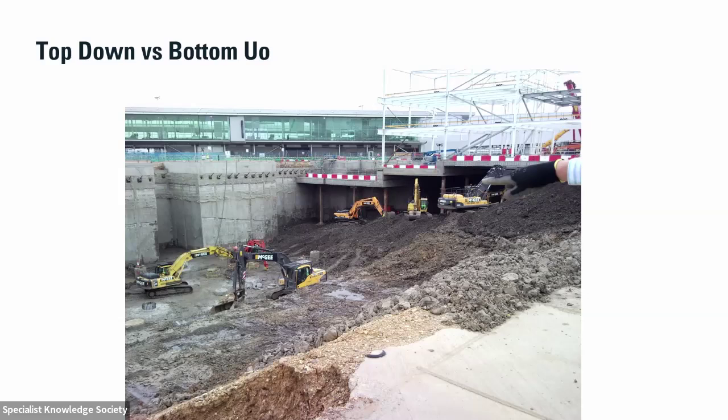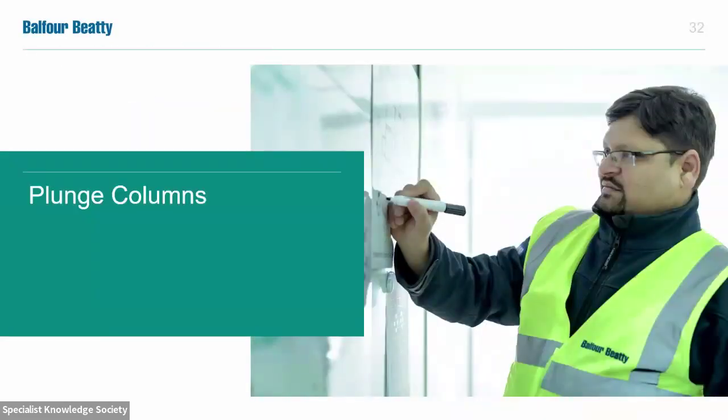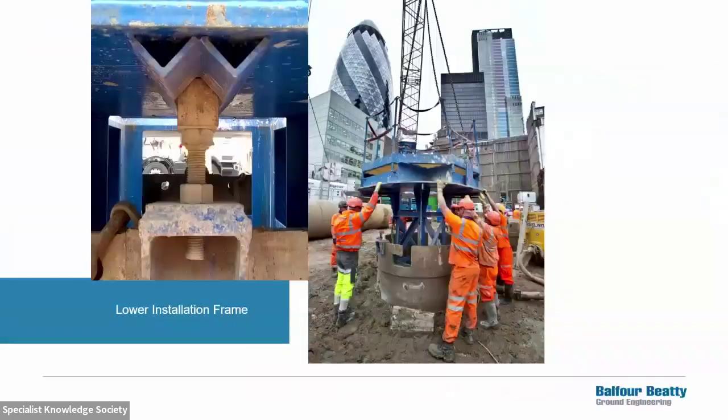So the final little piece I wanted to run through, moving on from this, was around plunge columns. To enable a top-down construction, you do need to build yourself plunge columns. And I say they're very common in some of the basement constructions that are carried out in London and other areas where there's a significant amount of basement construction.